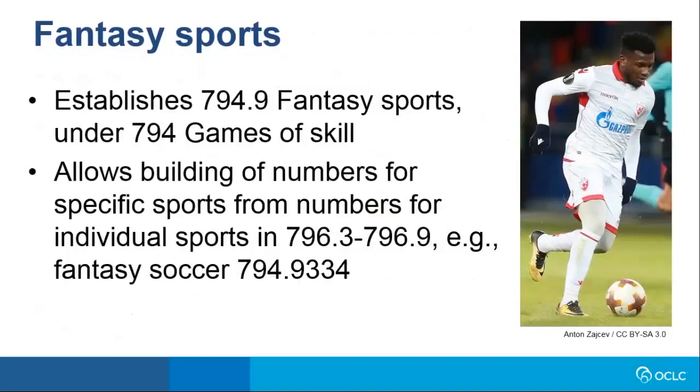But we have allowed a span that builds from the numbers for individual sports in 796.3 to 796.9. In the US here, fantasy baseball and fantasy American football are very popular, but this span is not limited to those. You have fantasy soccer or association football as well, as the example you can see here.